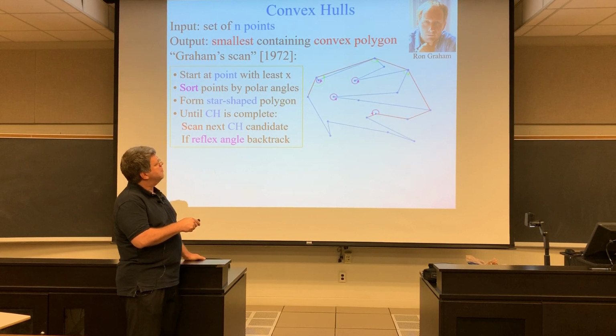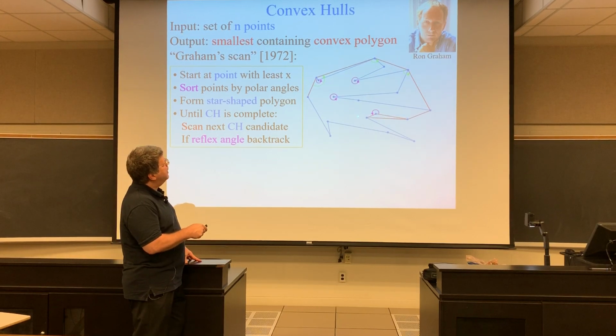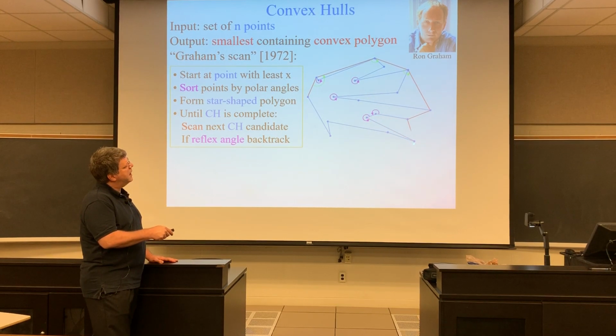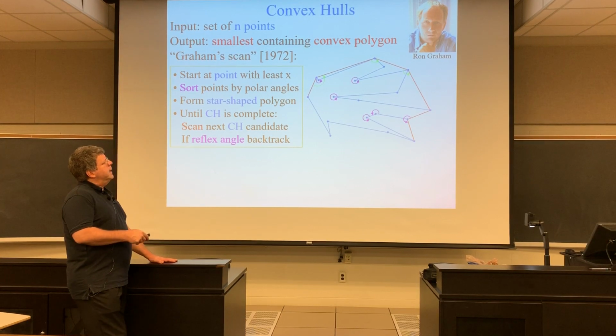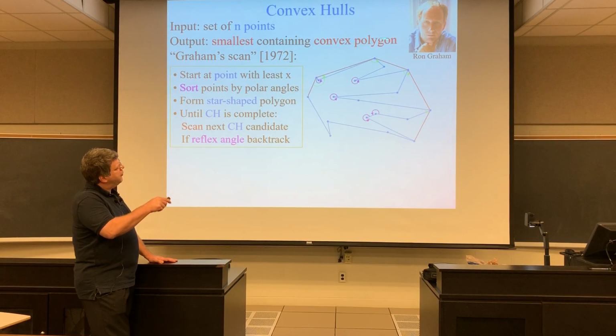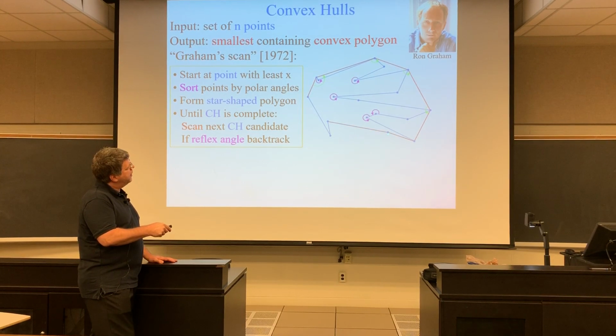Oops, bigger than 180 again. So you eliminate this guy, you go straight here, and then that's bigger than 180, so that gets eliminated, you go straight here instead, and then that's bigger than 180. You eliminate that, you go straight here, and so you're forming the convex hull in the red lines. And then you go here, and then here, bigger than 180, so you go straight there.